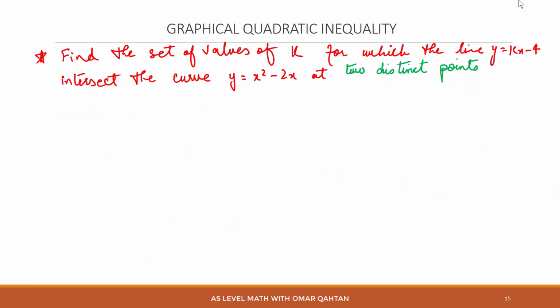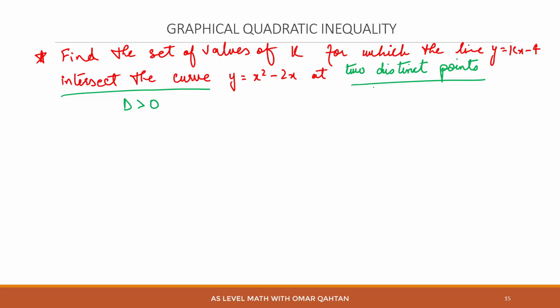So this is a past paper question in which find the set of values of k for which the line y equals kx minus 4 intersects the curve. This is important: intersects the curve. It means that the discriminant should be greater than 0, at two distinct points. That's important.